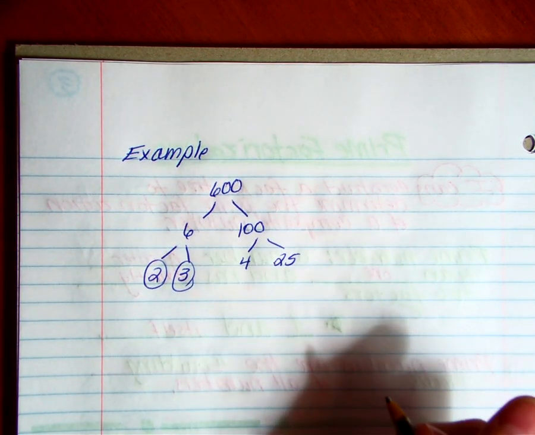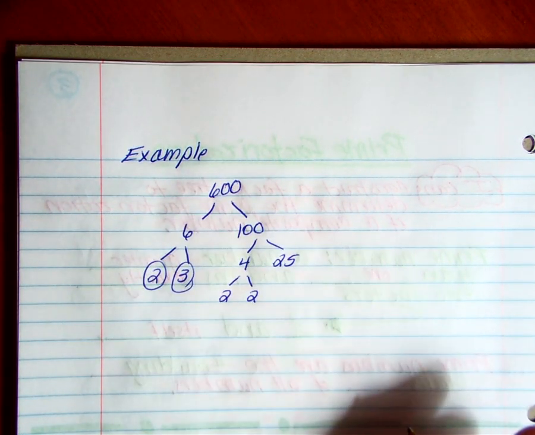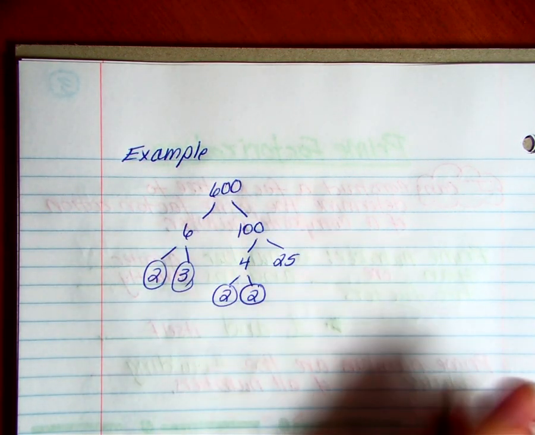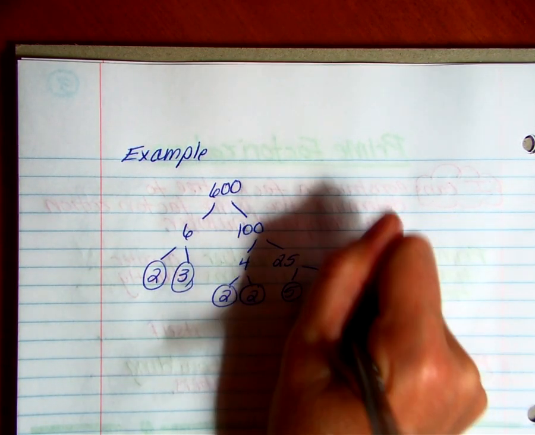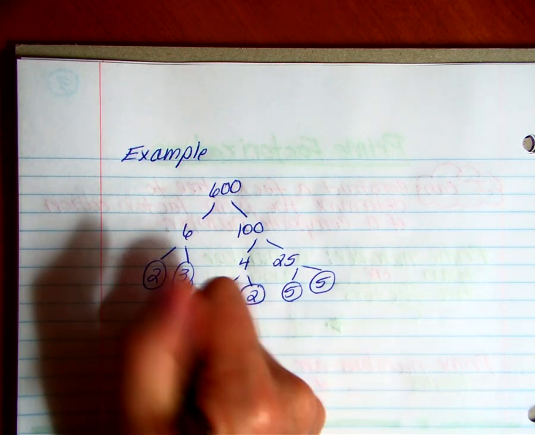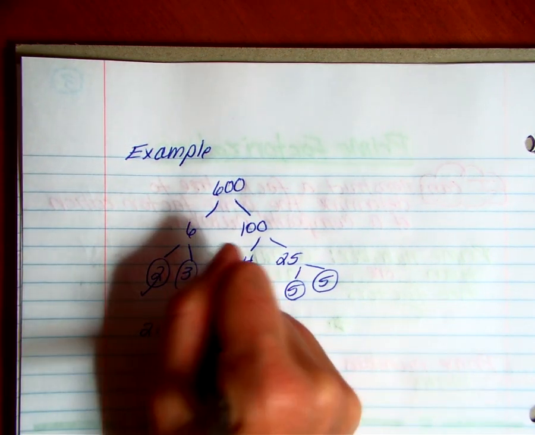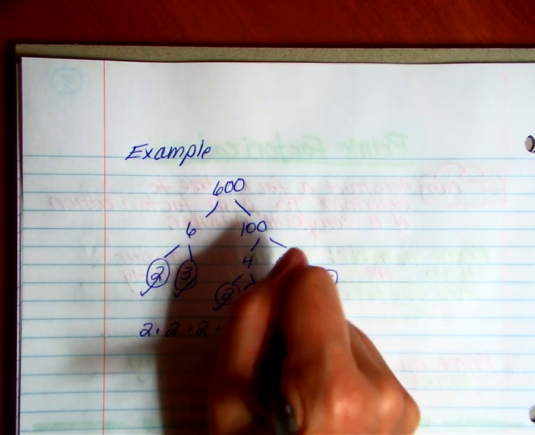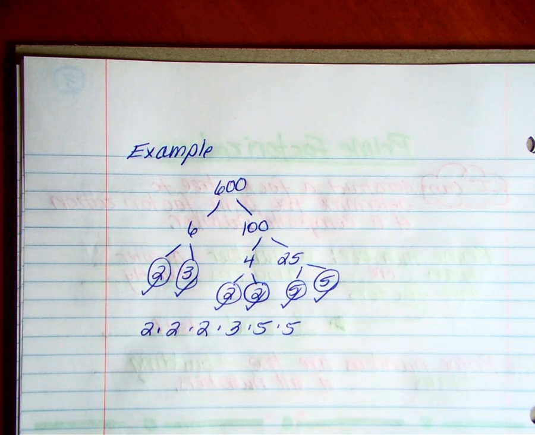Both of those are still composite. 4 is 2 times 2. We're finished with that because prime, prime. What is 25? 5 times 5. Both of those are prime. Let's write it out. 2, check. Times 2, check. Times 2, check. Times 3, check. Times 5, check. Times 5, check. Looking familiar?